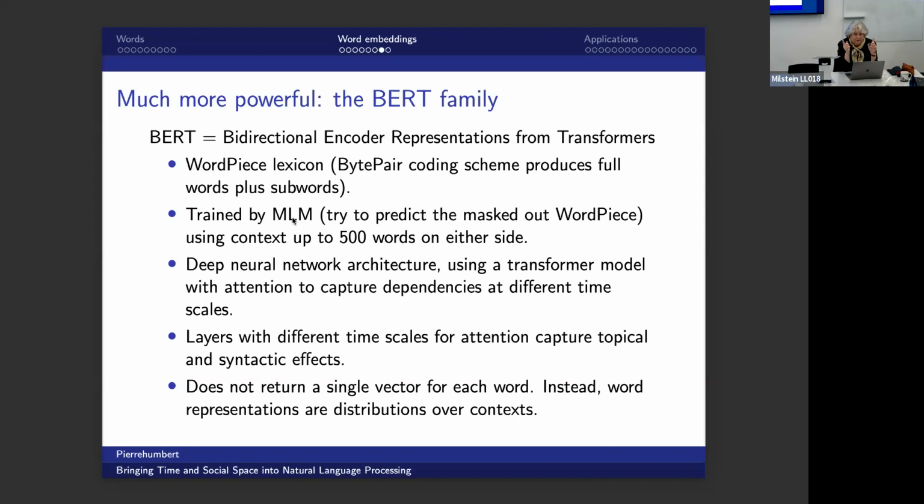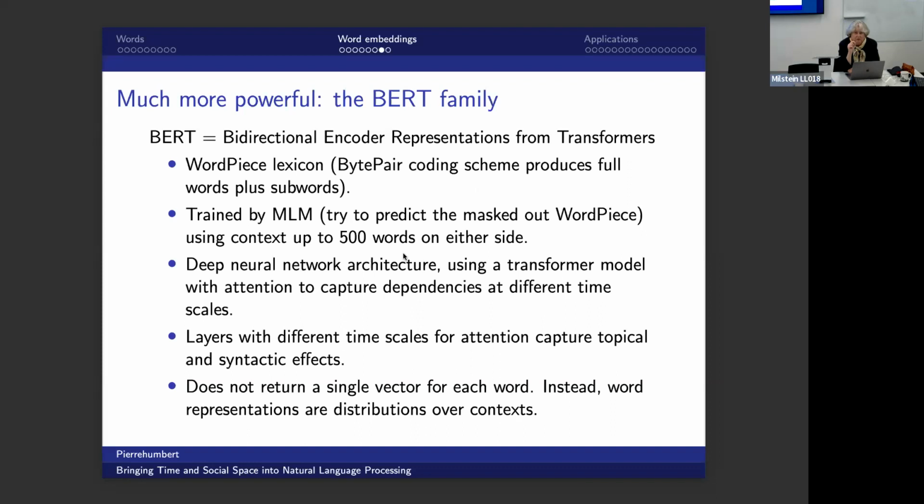It is in a way the opposite from skipgrams because it's going to take the context and try to predict a thing that was masked out. That's masked language modeling. It has a deep neural network architecture in different versions, 17 or more layers. And then it uses this mechanism called attention in transformer models to get effects at different timescales. So the different layers are set to have different intrinsic timescales for where they're paying attention.